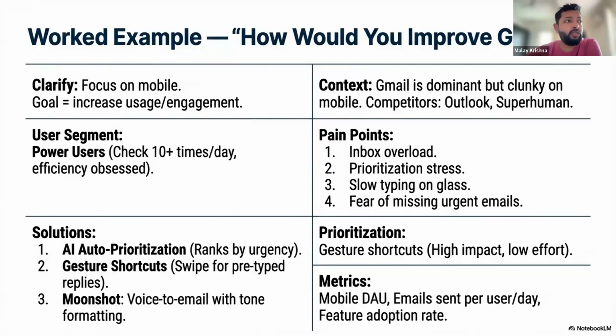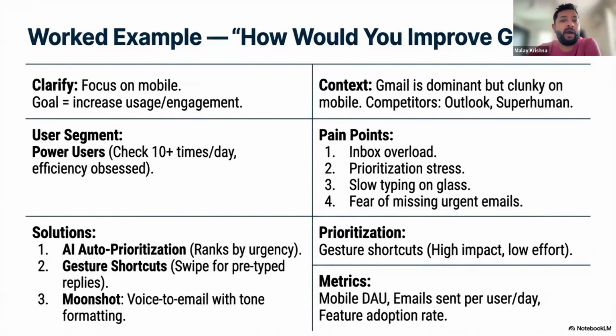Now, we look at the users. As we discussed, three user segments are needed. So my user segments are: power users who check email 10 plus times a day on their phone, casual users who check their email once or twice a day, and occasional users who check every few days. Of these three segments, I have picked power users. Why? Because they are the highest engagement group, they're most active on mobile, and they're always looking for productivity improvements. Since our goal is to increase usage, improving the experience of the people who already use Gmail is a great advantage, right?